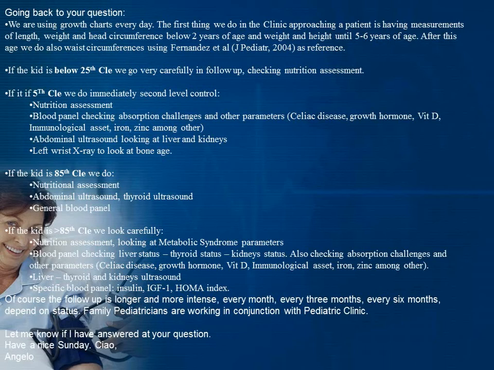They're very thorough. If the kid is in the 85th, so they're up on the upper end, again, they do nutritional assessment, abdominal ultrasound, thyroid ultrasound, which you had mentioned earlier, and in general blood panel. We call it the lipid panel. So you look for fatty acids and cholesterol. So if the kid is over the 85th percentile, they also look at a little bit more liver in the ultrasound and specific blood panels like insulin, insulin growth factor, and the HOMA index, which are all measures of diabetes levels. I'm surprised I don't know the H1C1.